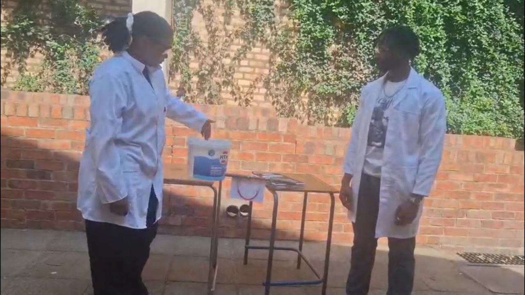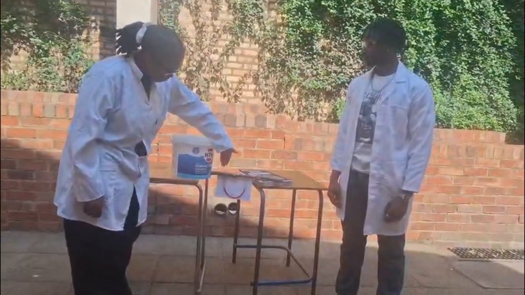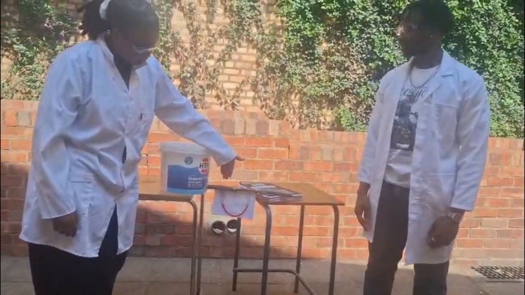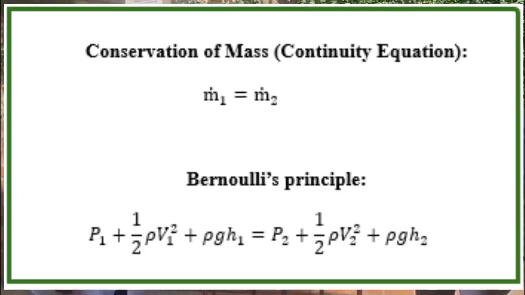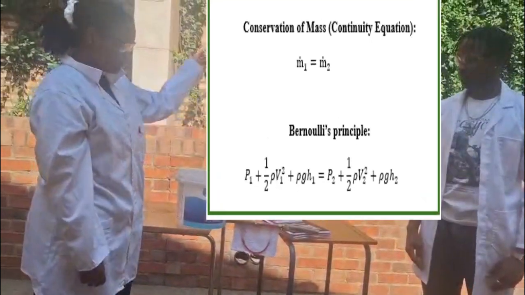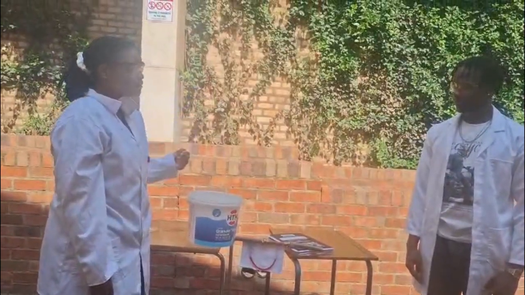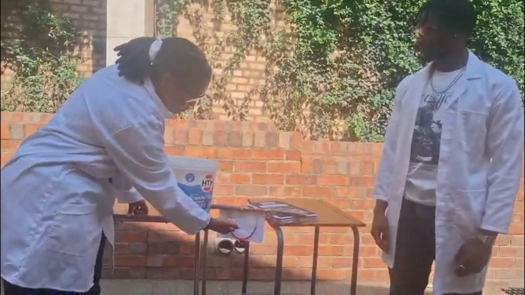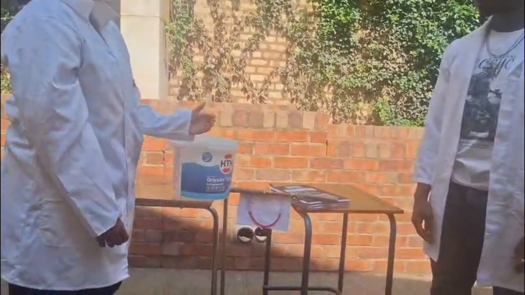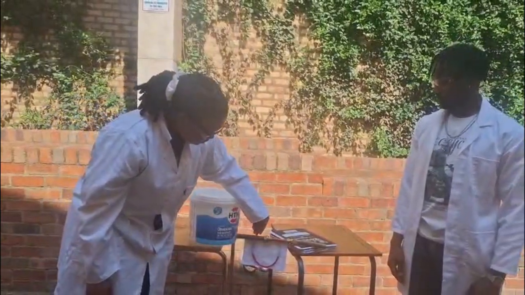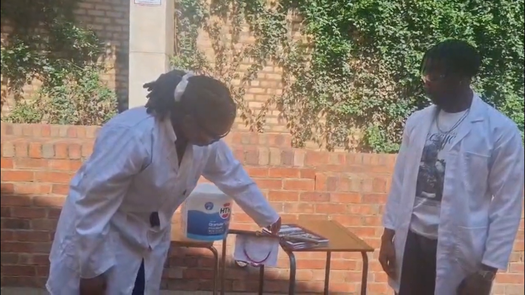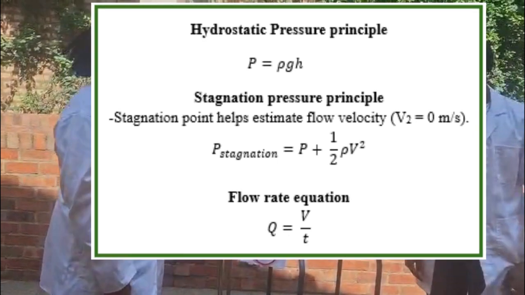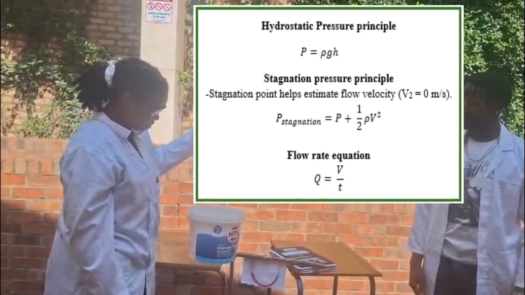Water is supplied from a reservoir into a pipe with varying diameters. The continuity equation is applied to show that velocity increases in the 15mm narrower pipe, maintaining constant flow rate. Bernoulli's principle explains the pressure drop during contraction and pressure rise during expansion. A U-tube manometer using glycerine as the manometric fluid measures pressure difference using hydrostatic pressure. At the stagnation point created by a straw facing the flow, velocity drops to 0 and pressure rises, allowing estimation of velocity using stagnation pressure principle. Finally, flow rate is calculated by measuring the volume of water collected over time.